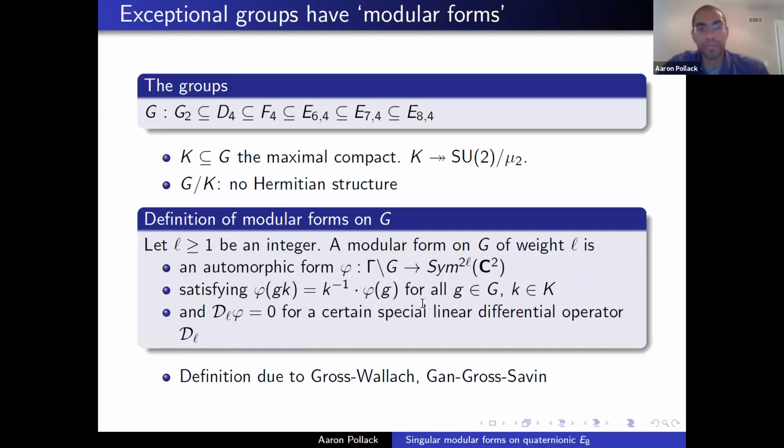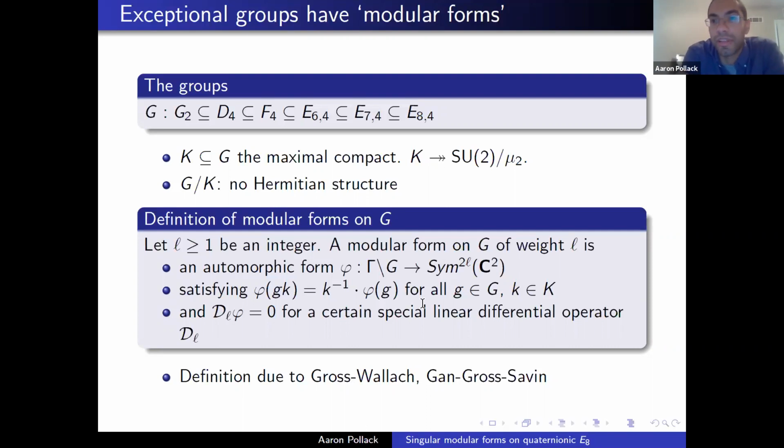Okay. So there's a notion of modular forms on exceptional groups. That's what I'm going to discuss for the moment. So what are the groups in question? You take the split groups G2, spin 8, F4, or there are real forms of E6, E7, and E8 that have split rank 4. And so they sit in this nice chain, these groups.